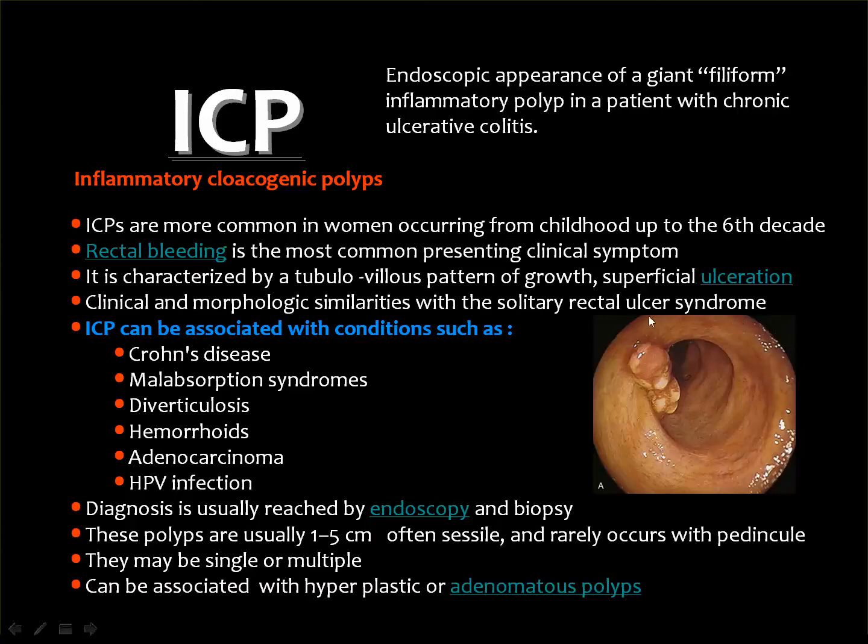But there is a good number of patients with perianal fistula that may be caused by Crohn's disease. Inflammatory bowel diseases are more common in women, occurring from the childhood period up to the sixth decade of life. They may present with bleeding, and they are characterized by a tubulovillous pattern of growth with superficial ulcerations.